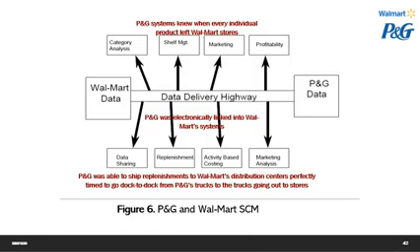As we see in this figure, P&G was electronically linked into Walmart's system, so its systems knew when every individual product left Walmart stores. It was able to ship replenishments to Walmart distribution centers, perfectly timed to go dock to dock from P&G trucks to the trucks going out to stores.